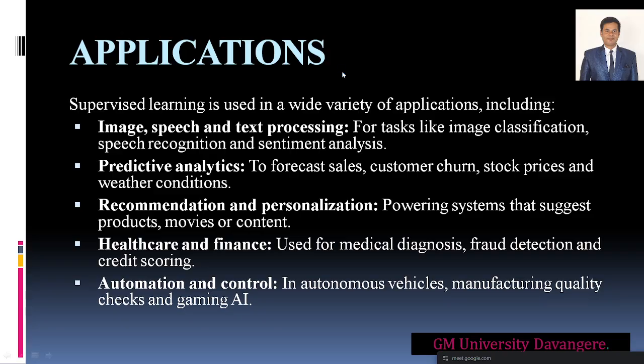So the applications, if you see, we have various applications also, right? When you talk about the applications of controlling and also the analytics, we are going for predictive analysis. For example, take image, speech and text processing for tasks like image classification, speech recognition, and sentiment analytics. These are various examples. It also predicts and forecasts sales and customers. It will try to understand stock price and weather conditions. In prediction analysis, you have to predict the actual outcomes, right?